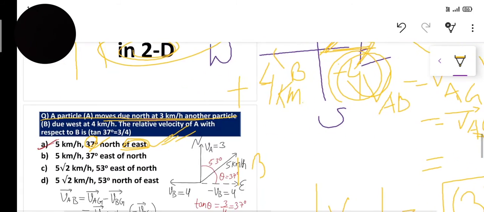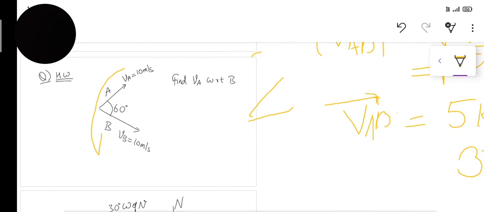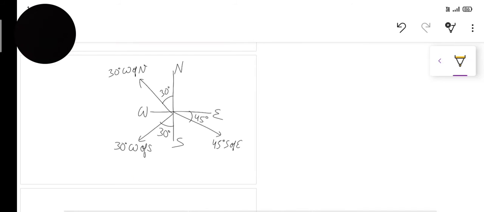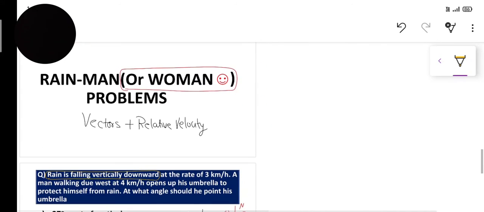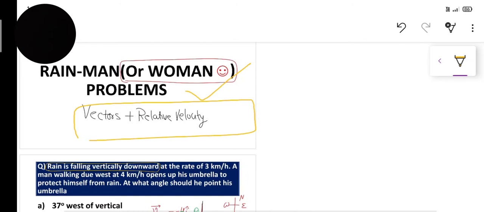So I think you have not understood. If you have not understood, then you should refer to this. Okay, next, let's do rain and man problems. Here we use vectors plus relative velocity.